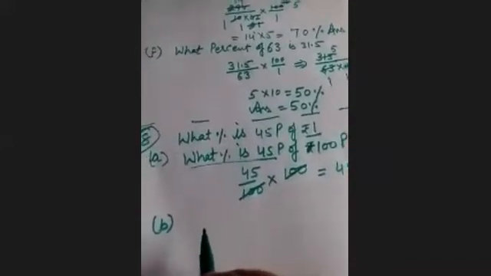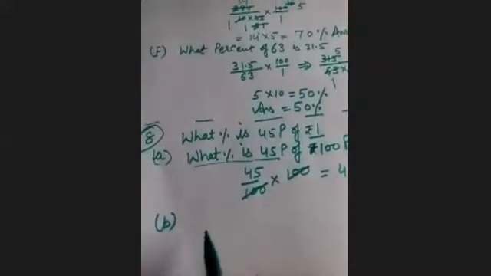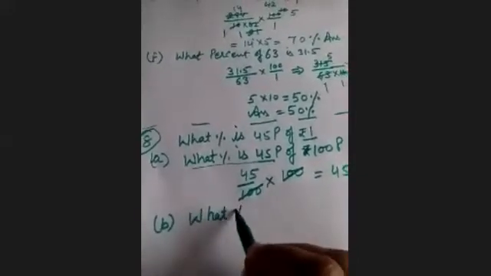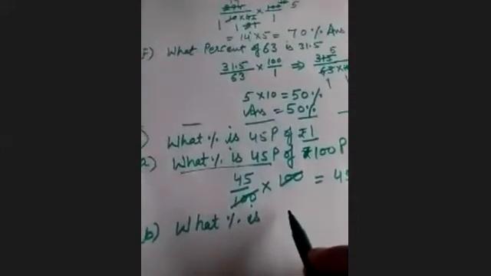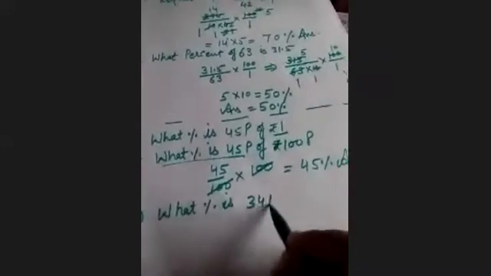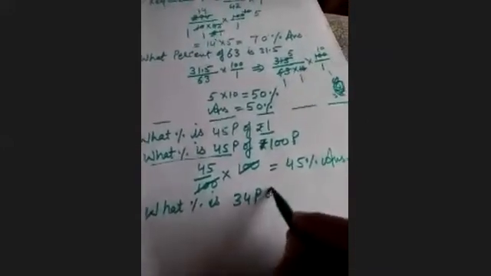Next is part B. What percent is 34 paise of rupees 170?